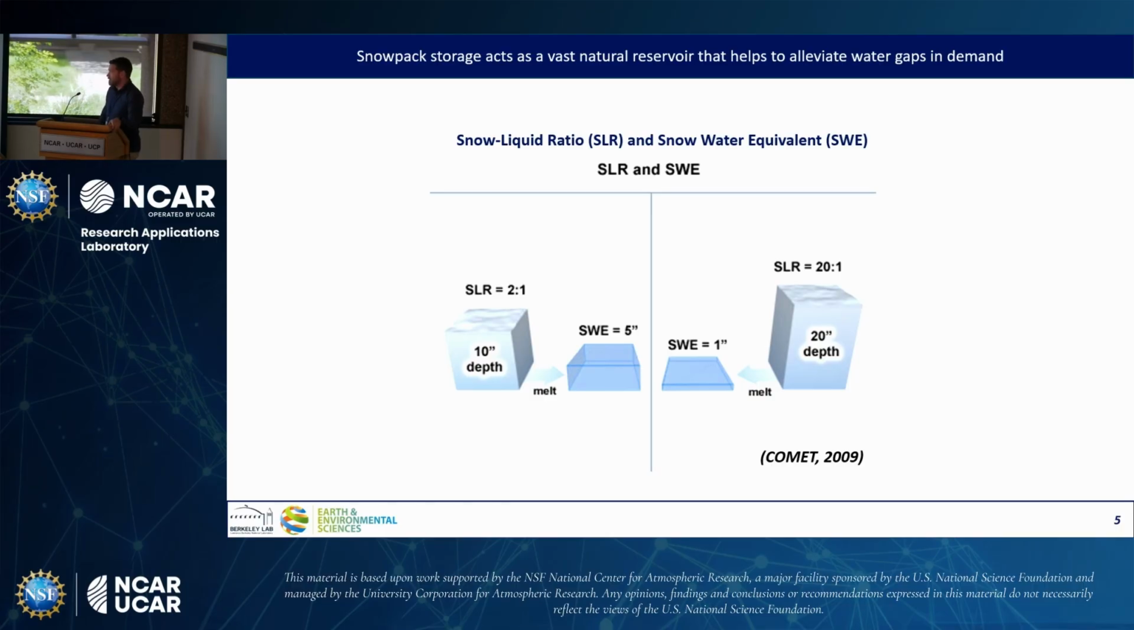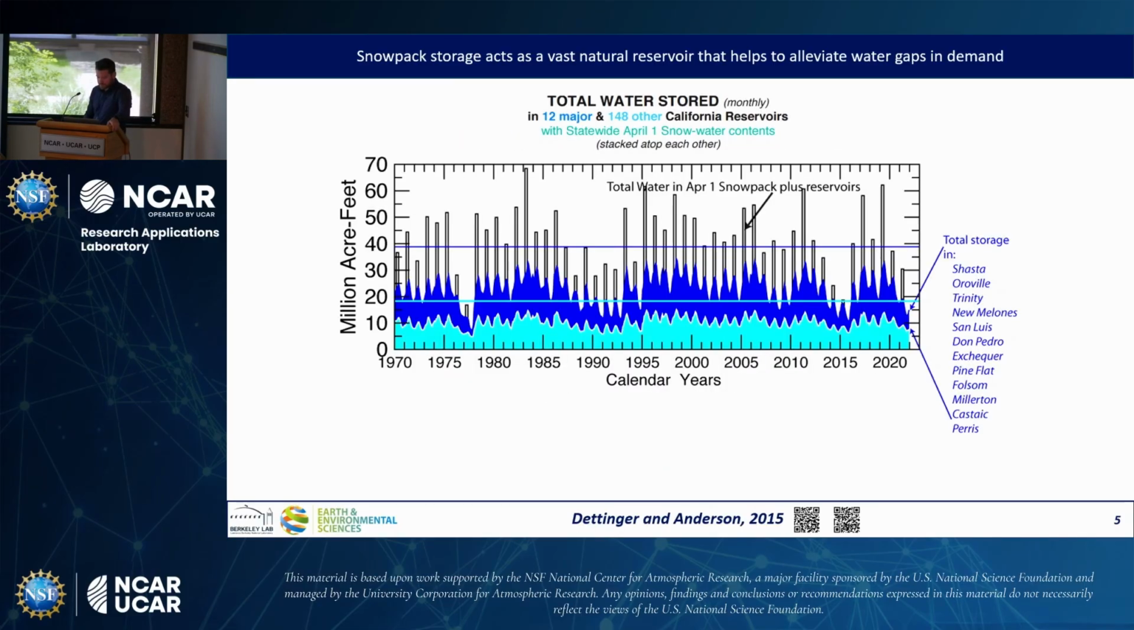West. And so for a given snow depth, for example, on the left there, you would get 10 inches of snow depth, but you would get 5 inches of SWE, whereas maybe a fluffier snowpack, maybe that happens in the Rockies, you get 20 inches of snow depth, but only 1 inch of SWE. And so we use SWE, and we'll be using this throughout the talk.